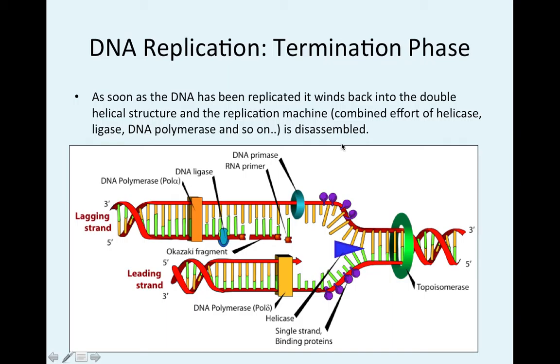So as soon as the DNA has been replicated, and we've got some replicated DNA down here, it winds back into the double helical structure. And the replication machine, which is the combined efforts of helicase, ligase, the polymerase, and all the other molecules, is disassembled. And we've replicated our DNA.